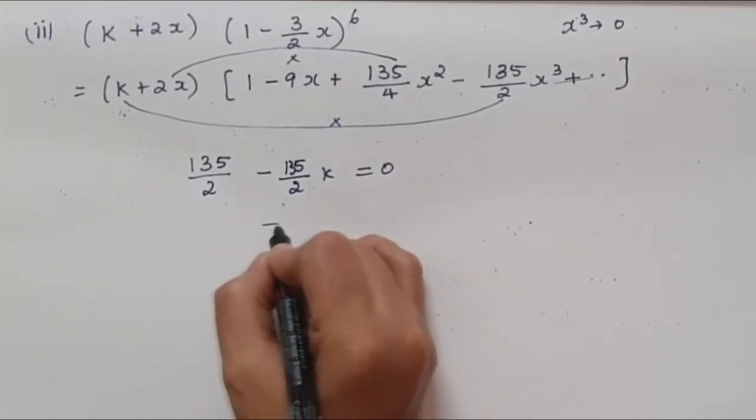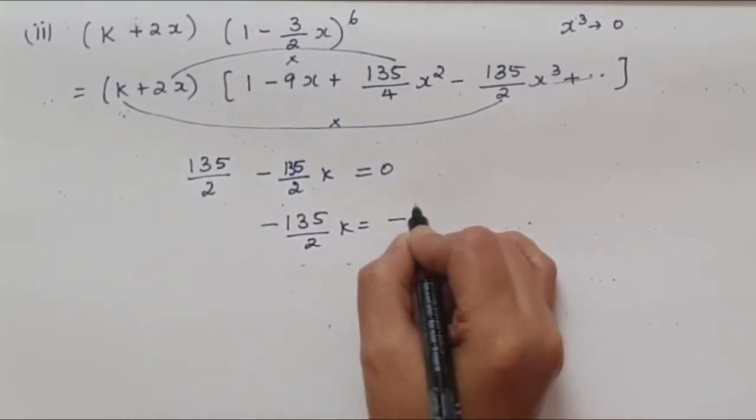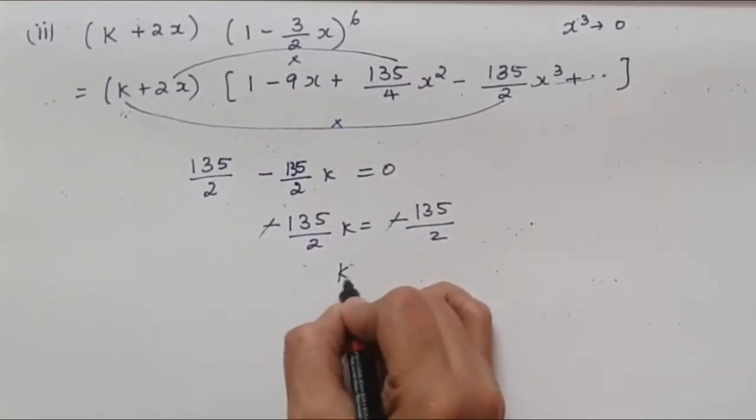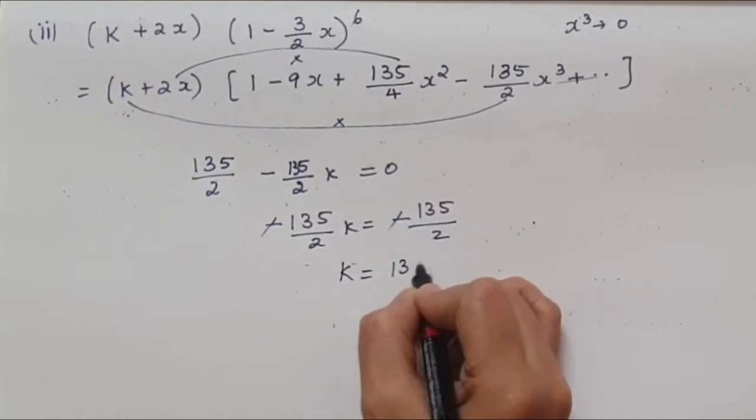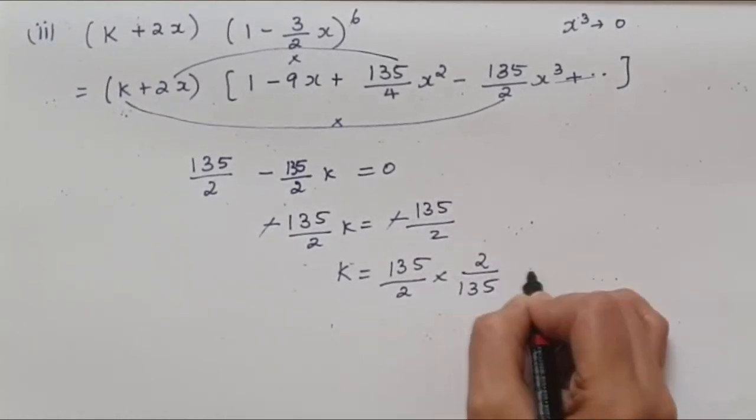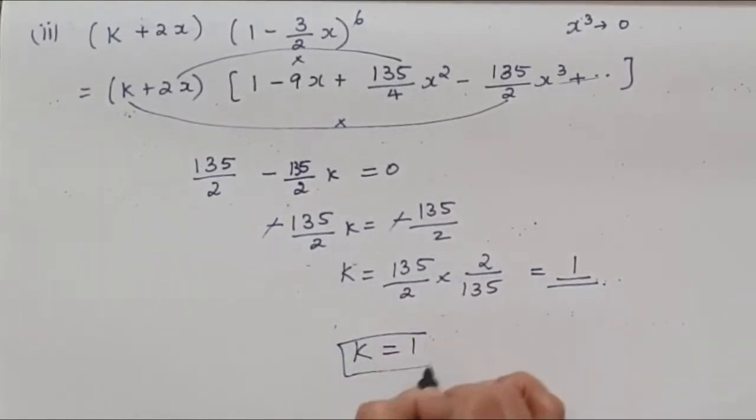Let us shift this 135. So 135 over 2 k will be equal to minus 135 over 2. This negative and negative get cancelled. So k, cross multiplied, 135 over 2 into 2 over 135. This will be equal to 1. So the value for k equals 1.